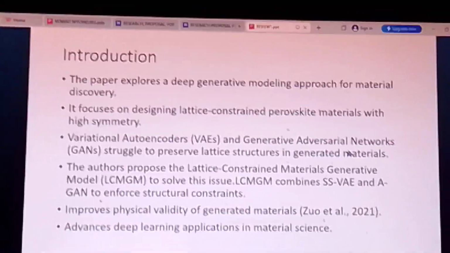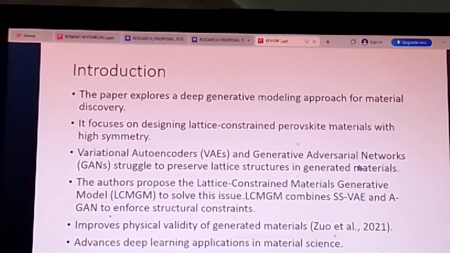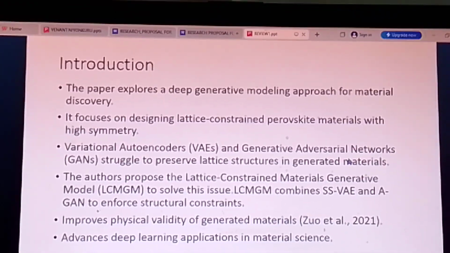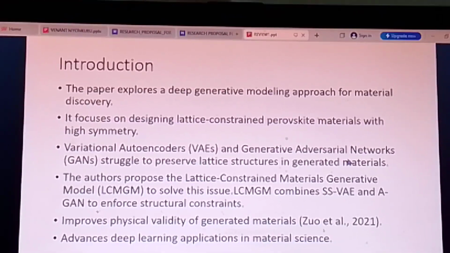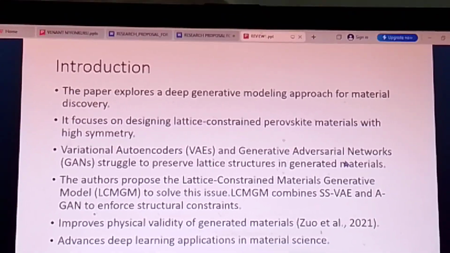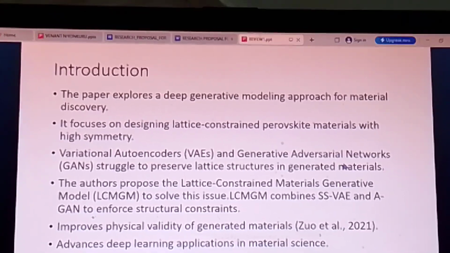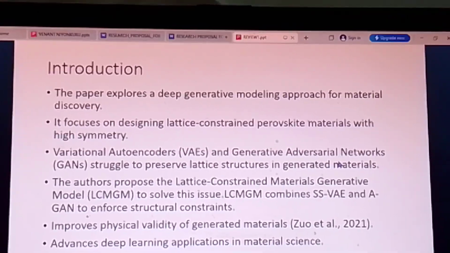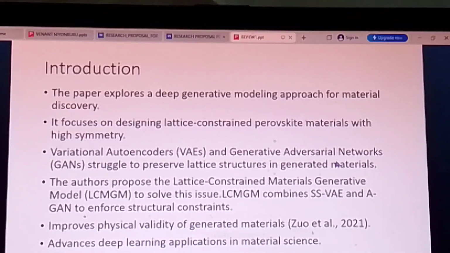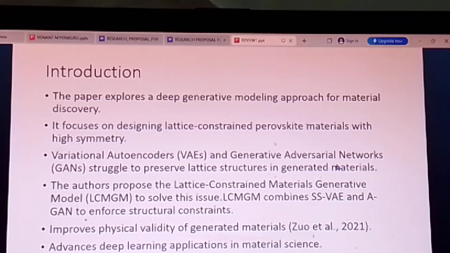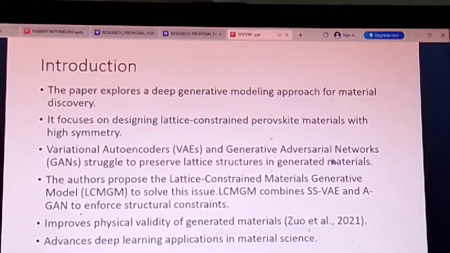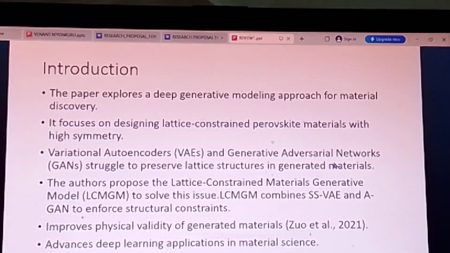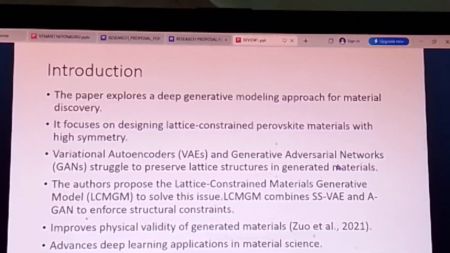As the introduction, the paper explores a deep generative modeling approach for material discovery, and it focuses on designing lattice-constrained perovskite material with high symmetry. Variational autoencoders and generative adversarial networks struggle to preserve lattice structure in generated materials. The authors propose the lattice-constrained materials generative model to solve this issue.